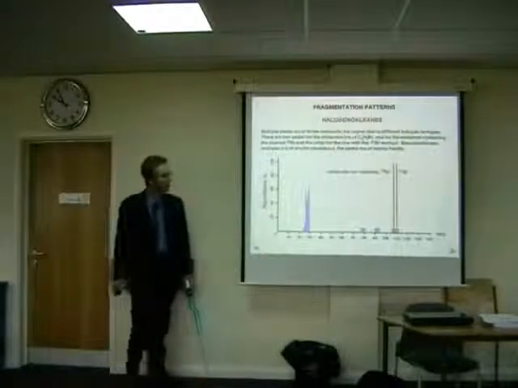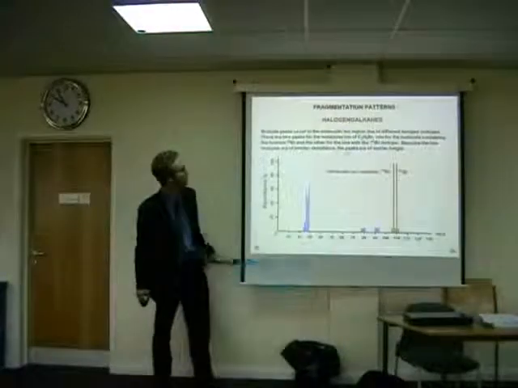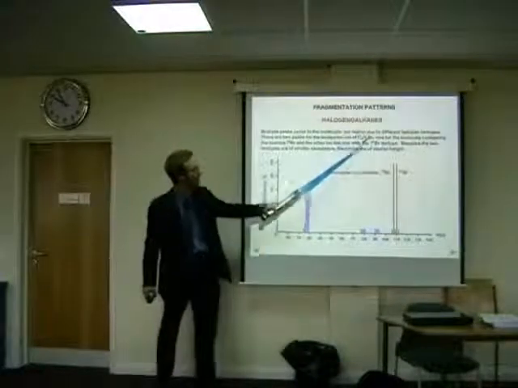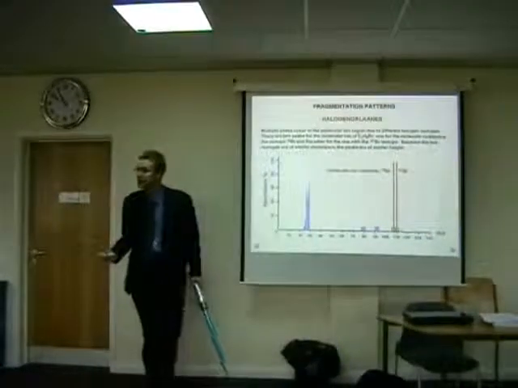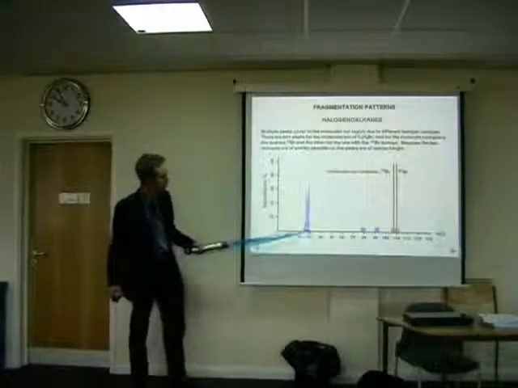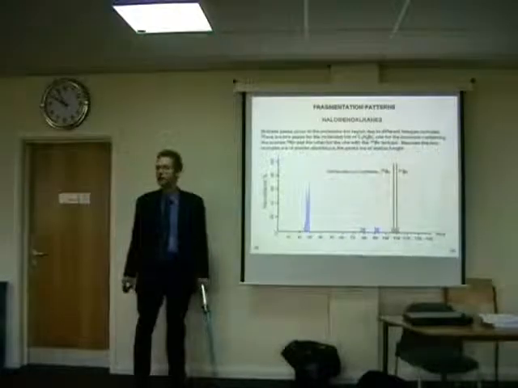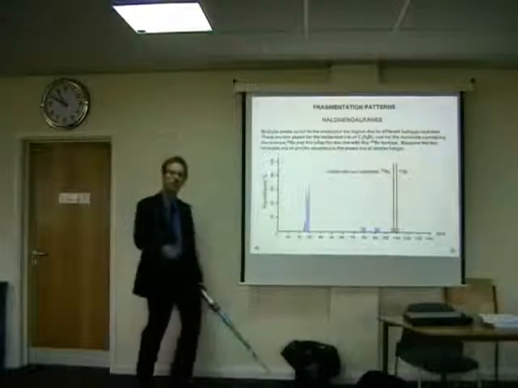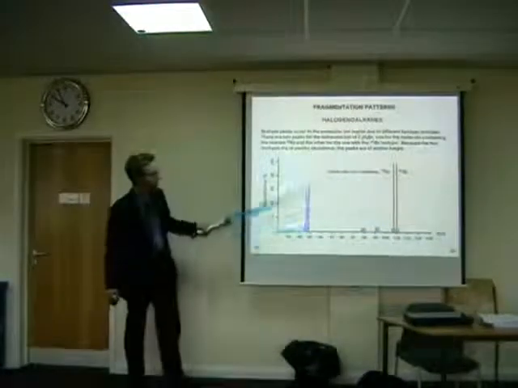So, if we look at halogenoalkanes, if you were to put in C2H5Br, you're going to get 2 Br peaks, 79 and 81, because those are 2 isotopes of bromine. And you're then going to get loads of other stuff. And oh look, a peak at 29, C2H5. So you put in C2H5Br, there's your Br, there's your C2H5.